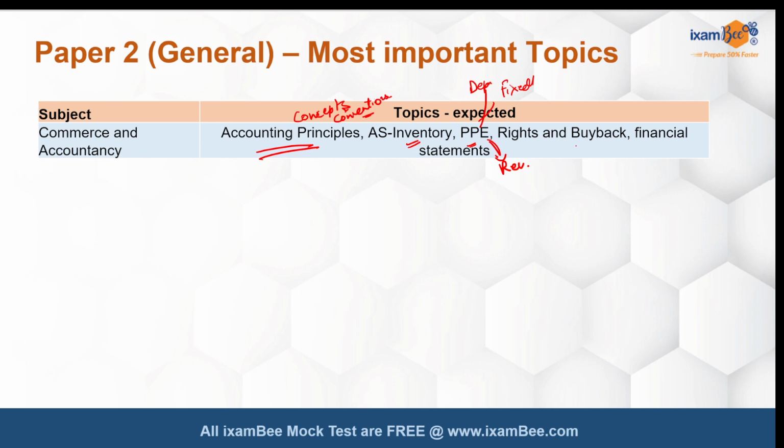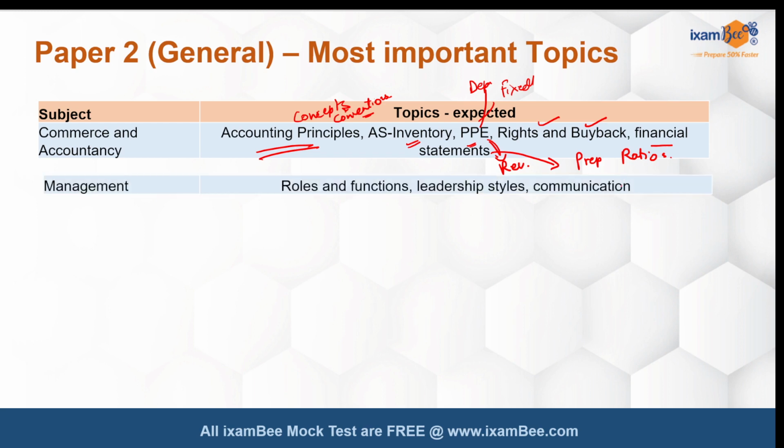After that, rights and buyback is another area that you should be studying, and financial statements of course is the most important, both from the preparation point of view. You should know Schedule 3, what the presentation is, which item is shown and presented where. So you have to remember that very well, followed by the ratio analysis.